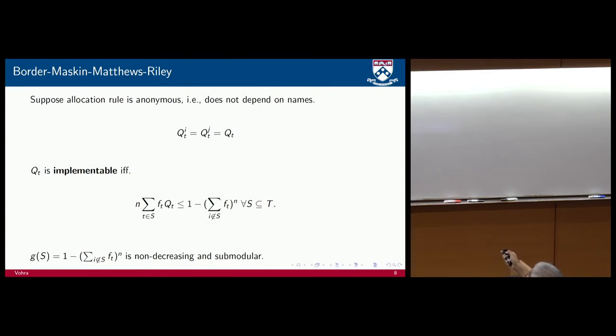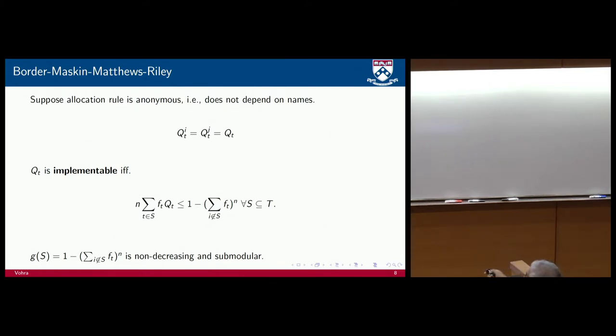Therefore, I want the interim allocation to Mr. I and the interim allocation to Mr. J only to depend on their reported type. Okay? And here is the result due to Border, Maskin, Matthews, and Riley. To be safe, I've included every name that I'm aware of that is associated in any way, shape, or form with this result. Okay?